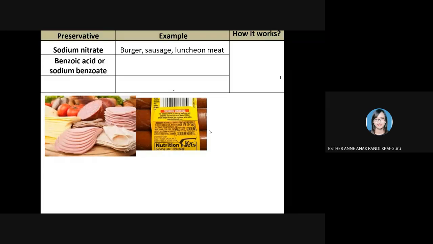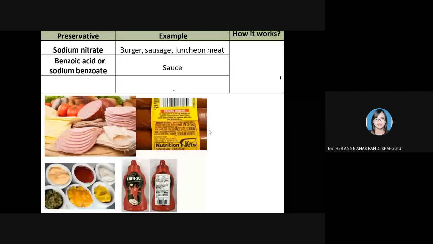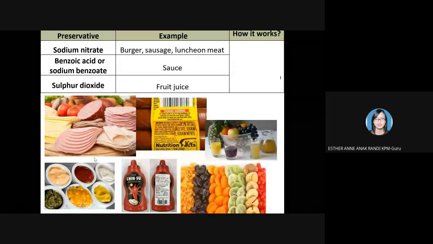Okay. Next, benzoic acid or sodium benzoate. This is in sauce. Okay, so chili sauce, apa lagi? Apa sauce yang selalu orang guna? Maggi kah, apa-apa jenis sos lah, ABC kah, Masuri kah, cuba you cari sodium benzoate, cheese sauce or whatever kind of sauce. And next is sulfur dioxide. This is in fruit juice. So we are actually drinking sulfur lah.